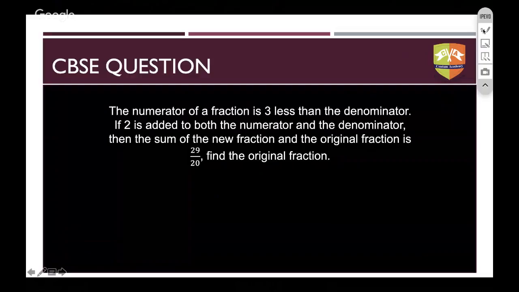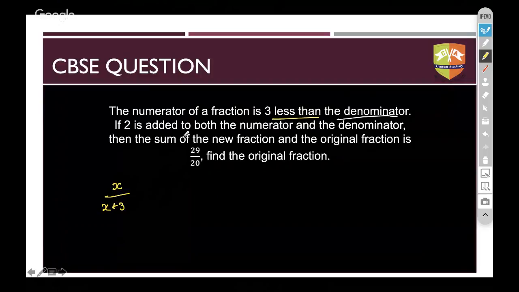So the numerator of a fraction is 3 less than the denominator. Okay. So I will highlight this: 3 less than denominator. So if x is the numerator, and the numerator of a fraction is 3 less than the denominator, that means the denominator is x plus 3. Okay, this is the fraction.